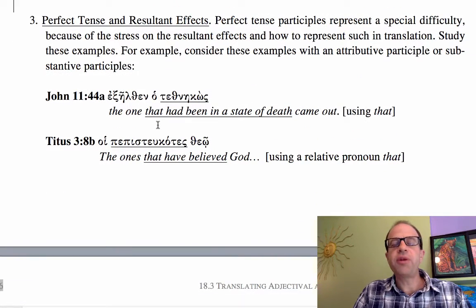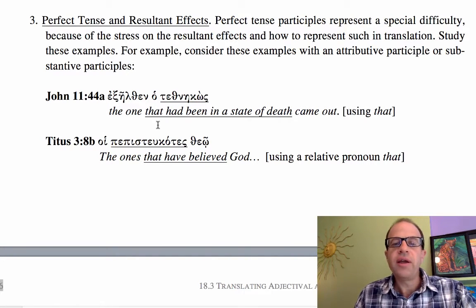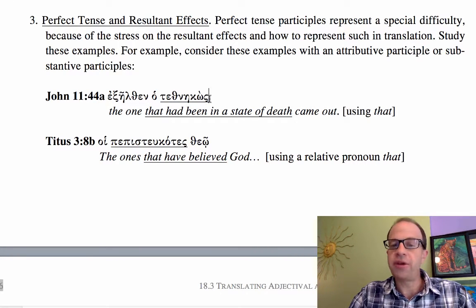Now, the perfect tense participle is hard to translate in a way that conveys adequately and smoothly the resultant effects that the perfect tense form signifies by its verbal aspect. So here's a couple of examples. The one that had been in a state of death came out. Now that's rather cumbersome to translate this. This is from the verb thnēskō, to be dead. So the one having been in a state of death, or the one that had been in a state of death, came out.